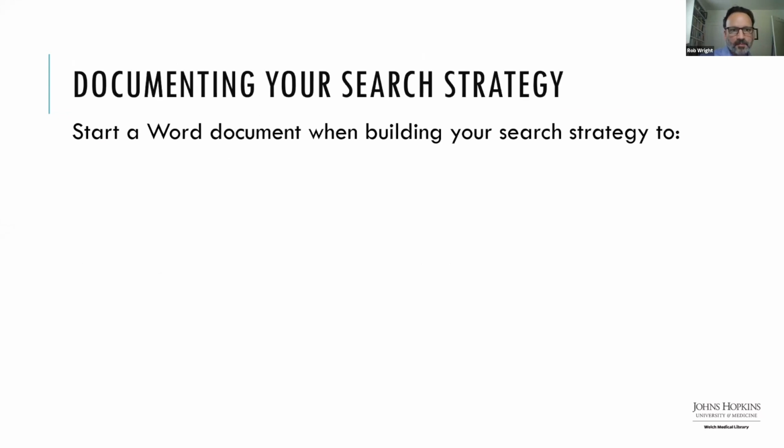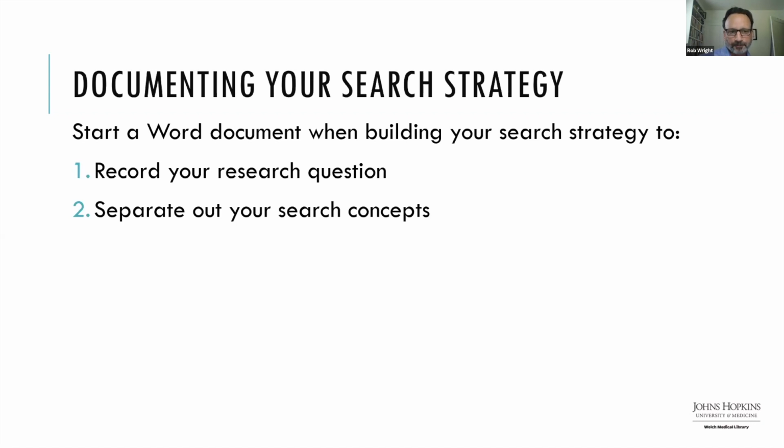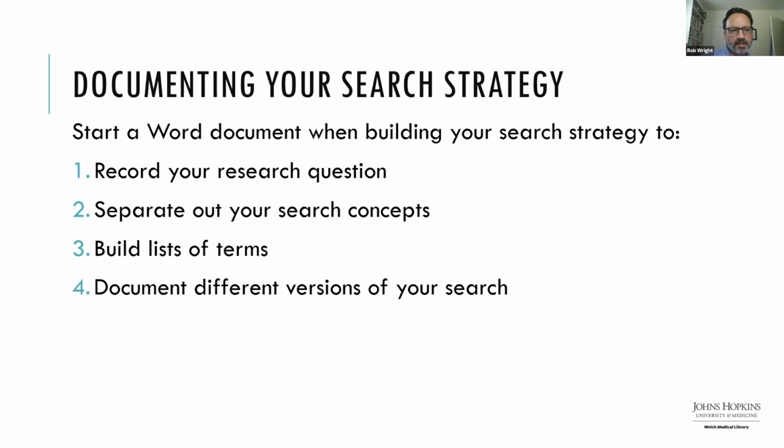So I like to do this in a Word document. I've also done it a bit in Excel, but I find Word is easier to modify and change. So I tend to use Word to do this. What's nice about doing it in Word is you're able to record your research question at the top, so it's always there for you to know what you're doing or what you're looking for. You can use it to separate out your search concepts and provide space to build lists of terms underneath those concepts. You can then document different versions of your search.